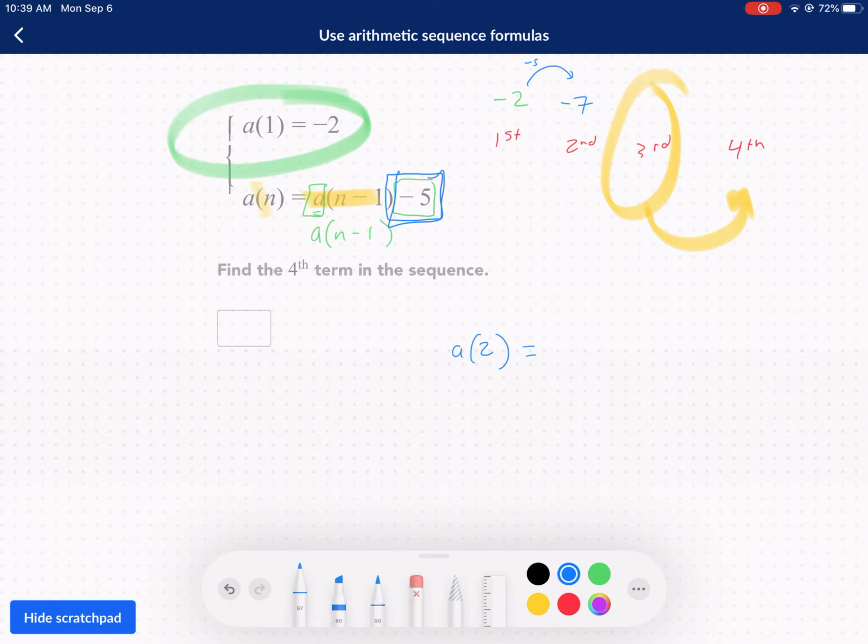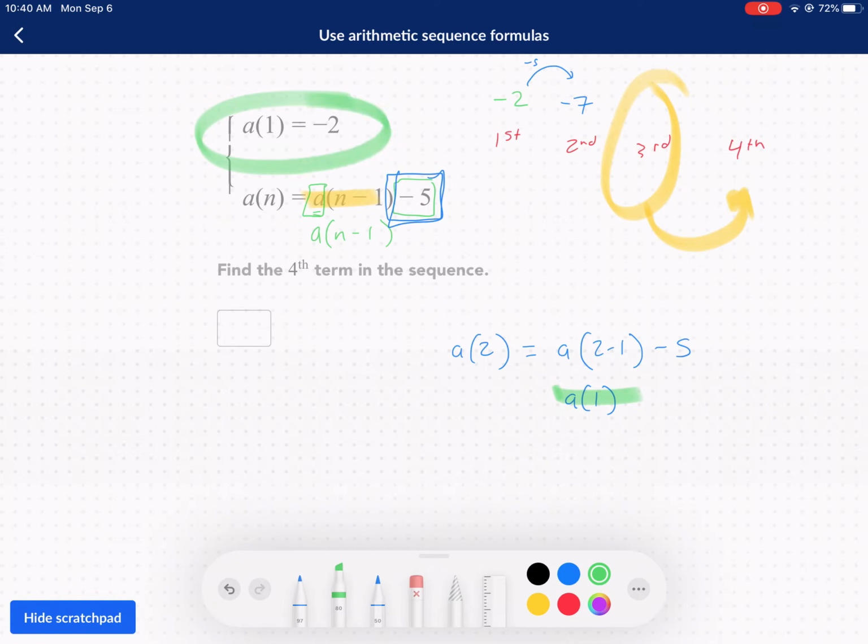So if we wanted to find the 2nd term as an example, we'd do a. We would need to do 2 minus 1 and then -5. This means a of 1. So this is why we need the first term. Notice how it gives us the first term right here.